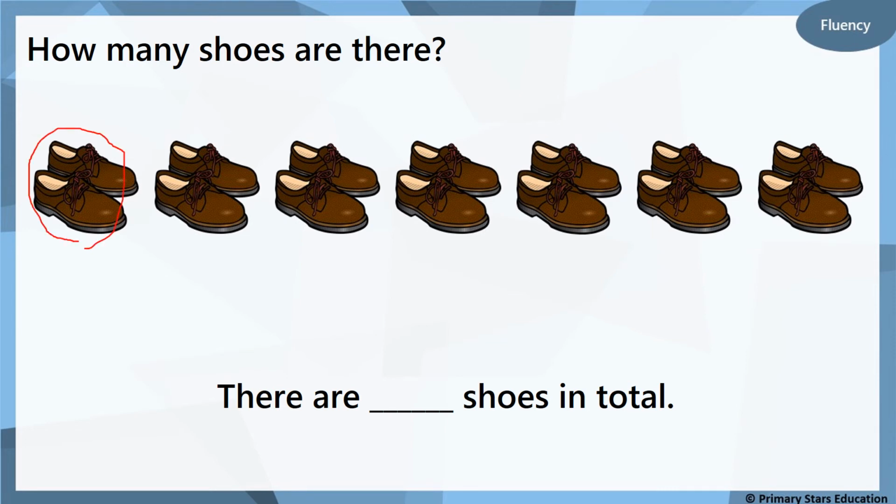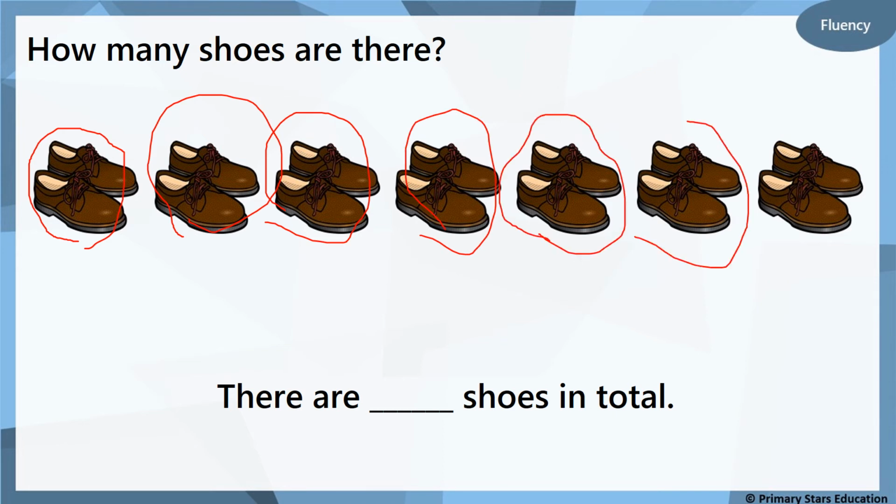2, 4, 6, 8, 10, 12, 14. Fantastic! There are 14 shoes in total.